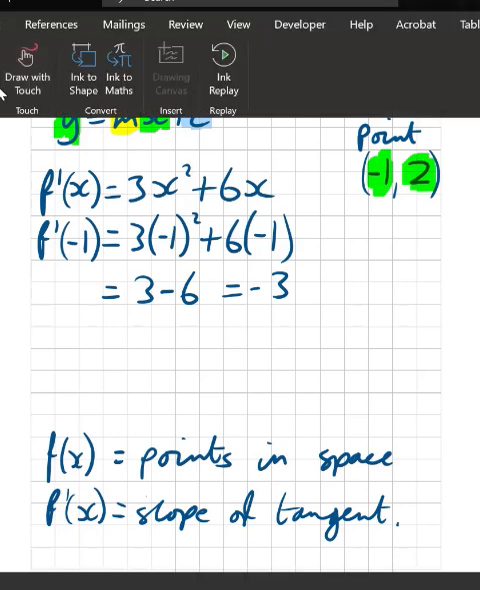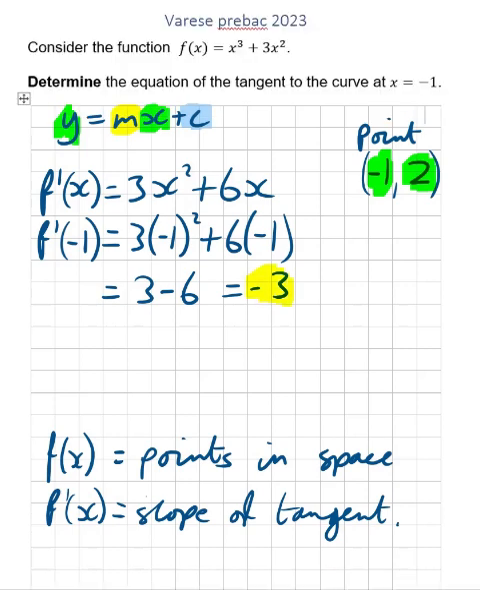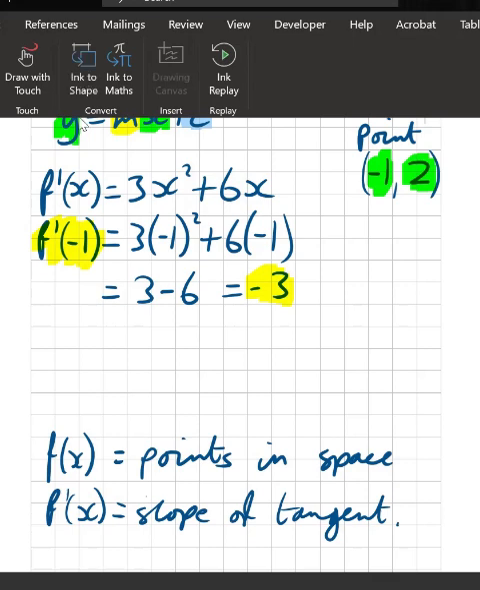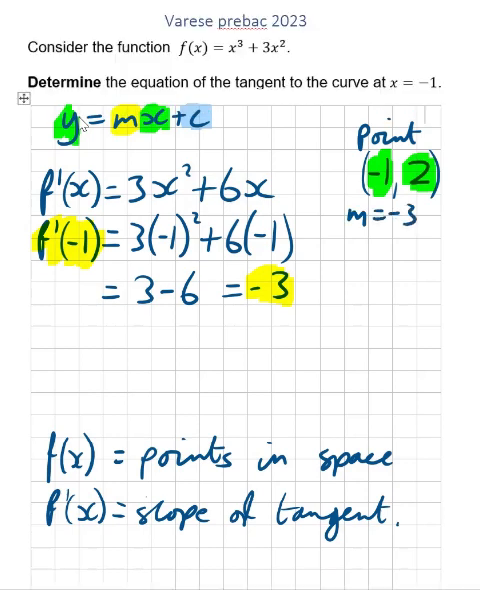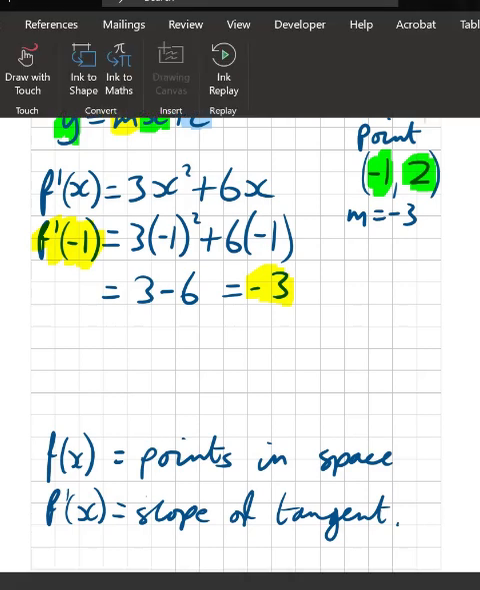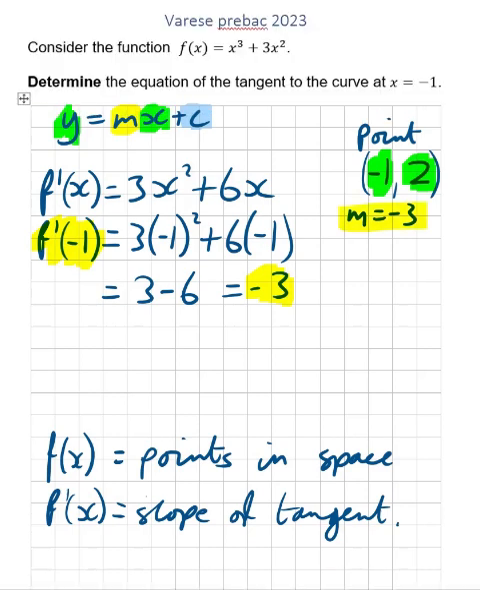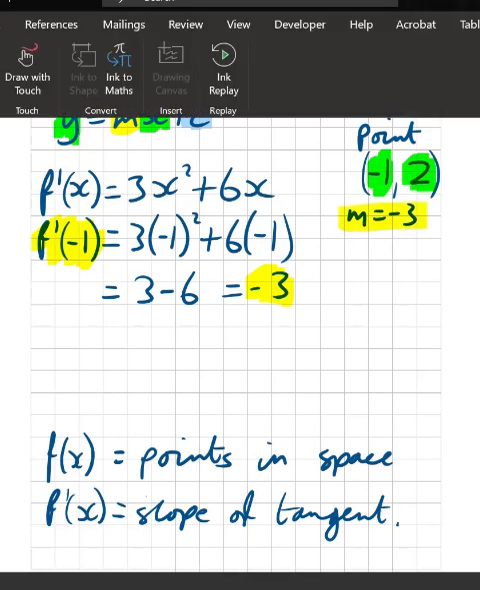I'm going to get my yellow highlighter for that one now, because that is my slope. F prime of -1 is the same as my m. Okay, I should have written it here. M is equal to -3. And then we'll highlight that, because now we can just crack on and we can finish this question up altogether.